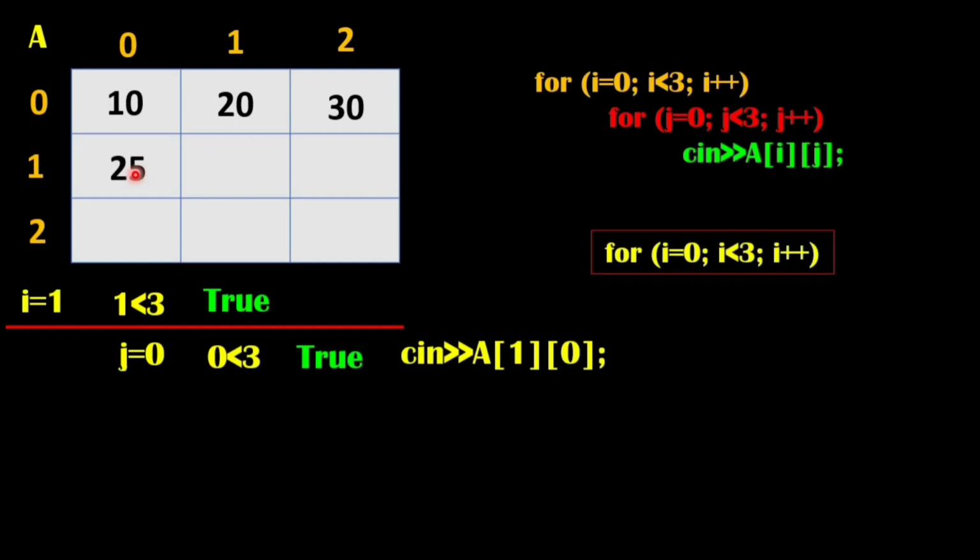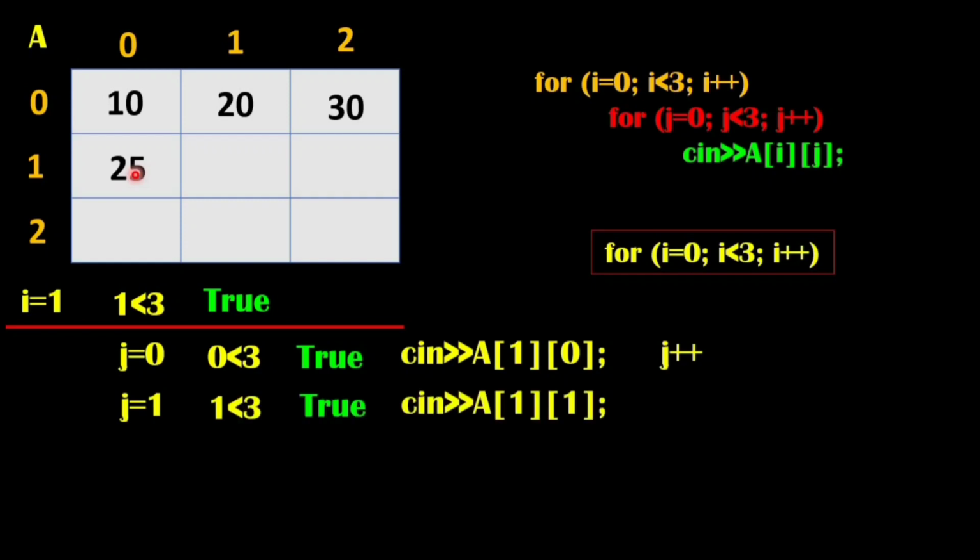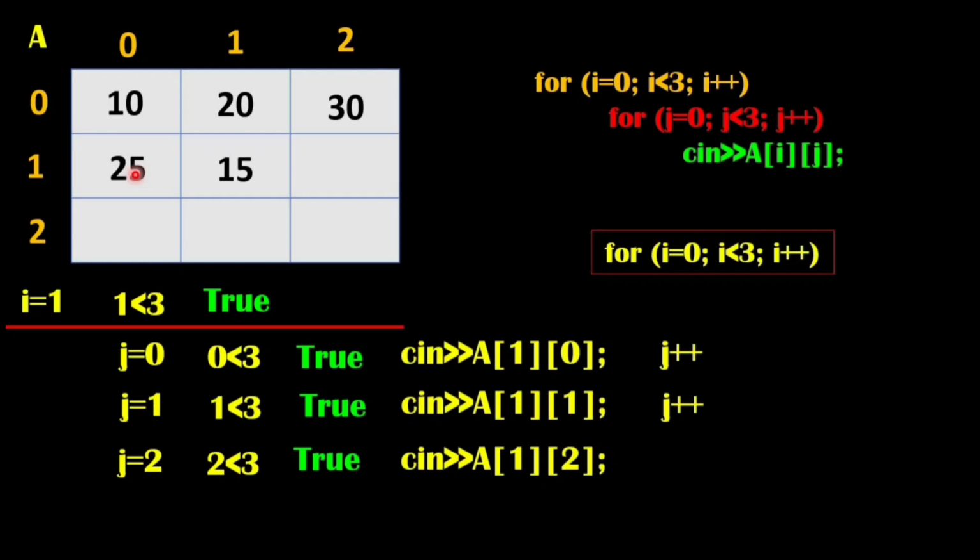So I will enter the value as 25. j is incremented. j became 1. 1 less than 3 is true. Cin a[1][1]. So I will enter a value, that is 15. j++, j is equal to 2. 2 is less than 3, that is true. Then you have to enter a value. Cin a[1][2]. So I will enter a value, that is 35. j is incremented. j became 3. 3 less than 3 is false.